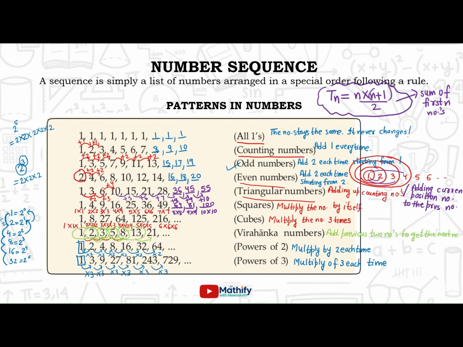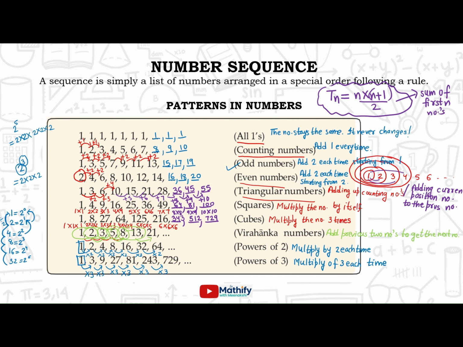The next sequence is cube. Again, the rule we have already discussed: multiply the number by itself 3 times. So here, what will be your next three numbers? 7 into 7 into 7, that is 343. 8 into 8 into 8, that is 512, and 9 into 9 into 9, that is 729.